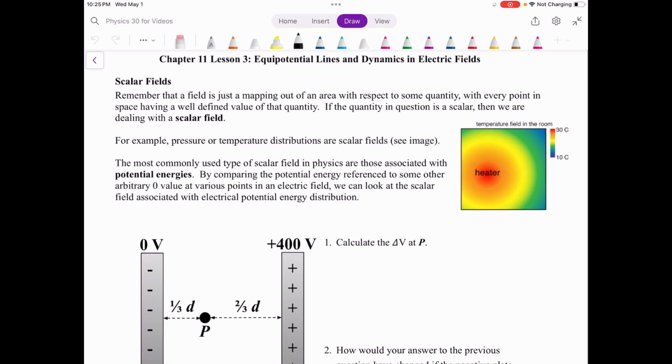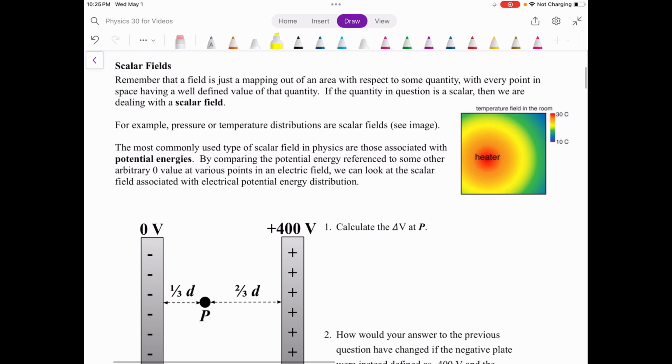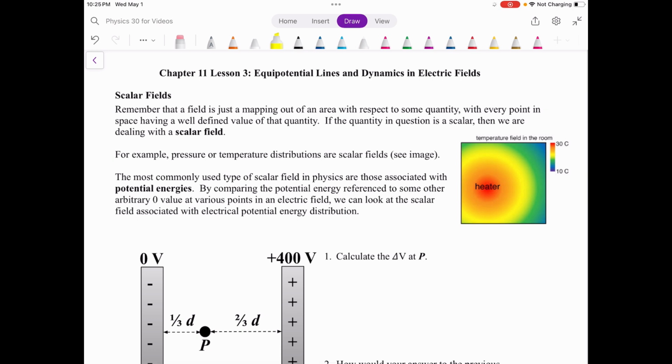Alrighty, folks. So moving on to the third and final lesson for Chapter 11. Okay, still talking about electric fields and voltages and potential differences and all that. Just going to look at some new concepts associated with them and new applications of the same ideas. And really, they're not that new, just different terminology and things to think about.